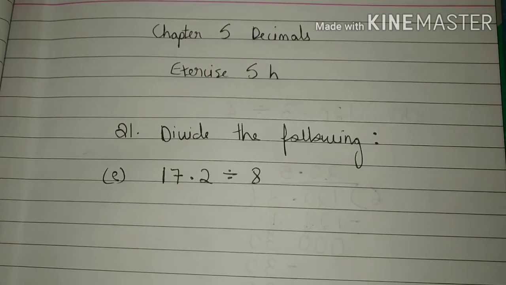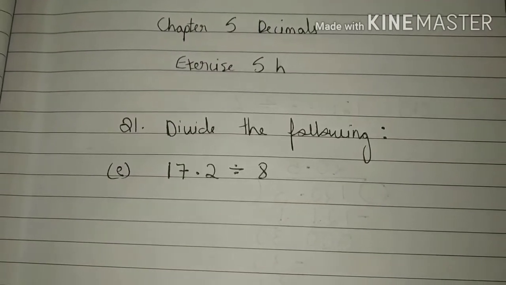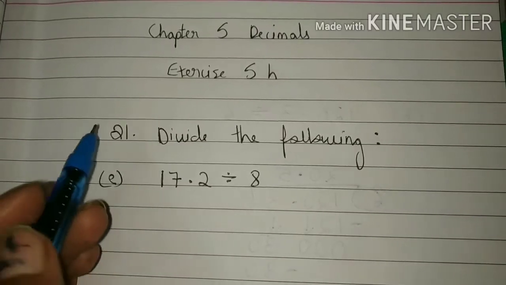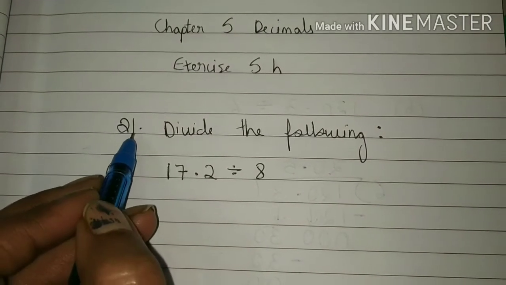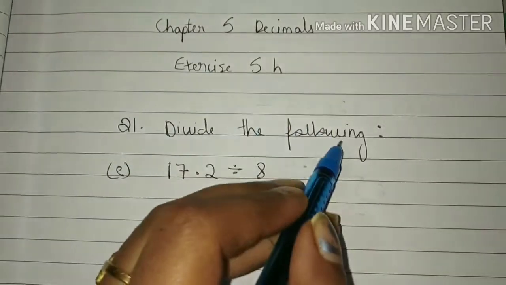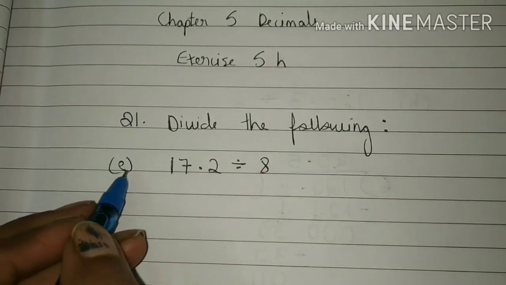Now students, open your maths book and maths copy. Open page number 92 in your maths book. Today we will study the remaining part of question number 1 of exercise 5H. Students, now let's start your maths class. Divide the following. Now students, come to E part.